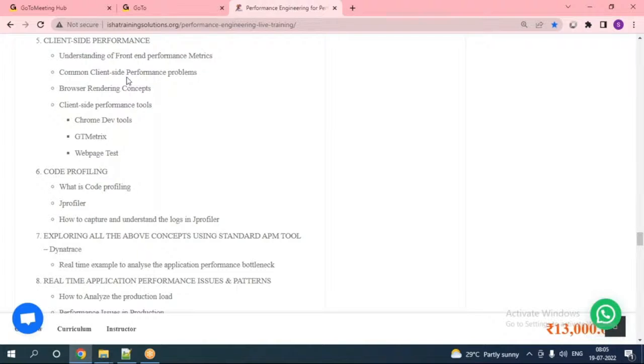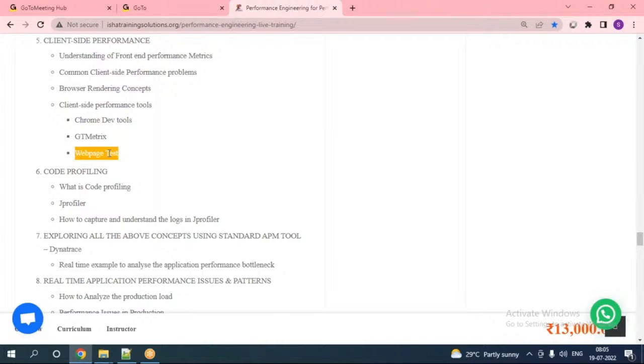We are going to understand what your objective is. Front-end performance metrics means what, what common client side problems are actually happening, how your browser is actually rendering and with what concepts, and what tools are used to monitor your client side performance. We are going to discuss that in a detailed way. These three tools are very, very famous. I hope everybody is already aware of them. These tools are very, very famous in the market.